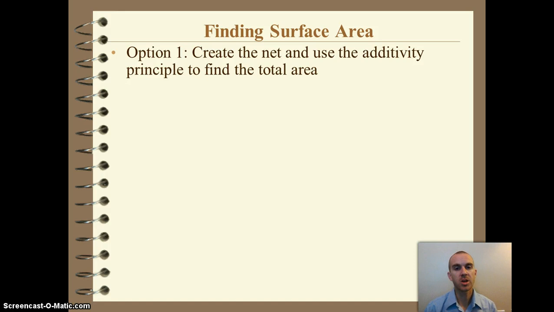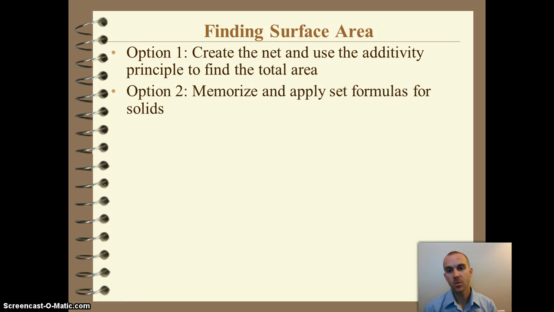So the reason we want to know this is because when we look for surface area, we can do one of two things. One, we can create the net and use the additivity principle to find the total area for a solid. Or two, we memorize and apply a set of formulas for the solids.